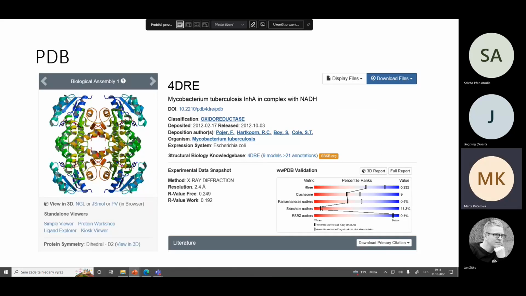This is how the web page could look. So this is the 4-character alphanumeric code, the so-called PDB code. This is an example of a protein from Mycobacterium tuberculosis in complex with NADH. And you can see some data concerning the quality of the structure of the atomic model. You can see also some 3D rendering.